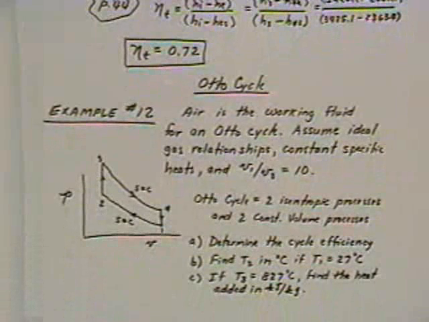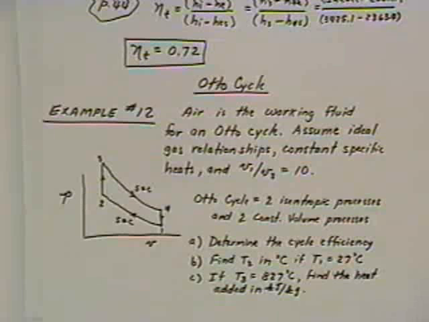And what we'd like to do now is determine the cycle efficiency, and then using the ideal gas and specific heat relationships, we want to find temperature T2 after the isentropic compression, and then we'd also like to determine how much heat is added from state 2 to state 3 if state 3 is at a temperature of 827 degrees centigrade. So these are some very typical types of questions and problems that you might have to work on for an Otto cycle where air or some other ideal gas is the working fluid.